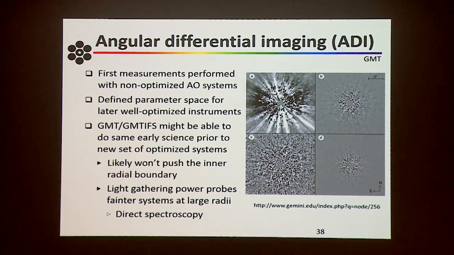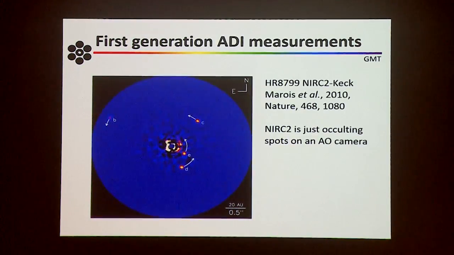Now, likely we won't push the inner radial boundary, but that big light-gathering power means we can probe to fainter systems at large radii and do some direct spectroscopy. All right, so here's just an example. I showed this movie actually in the first lecture, so I won't show it again here, but it just shows the sort of power that exists in this sort of technique doing exoplanetary imaging.